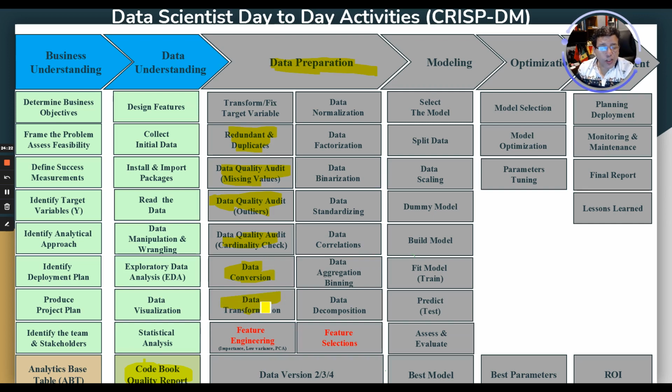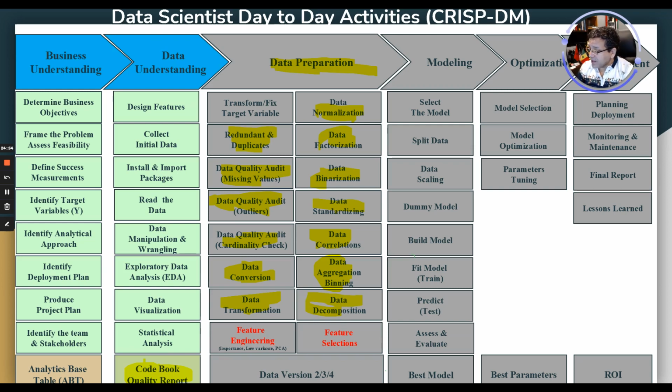Then you have skewed data. Should we unskew in the negative way or the positive, up or down? Then how do we need to normalize or factorize or binarize, standardize? Do we have correlation analysis? What is to be done with that? How do we aggregate and bin? How do we decompose data if we are using time series analysis?